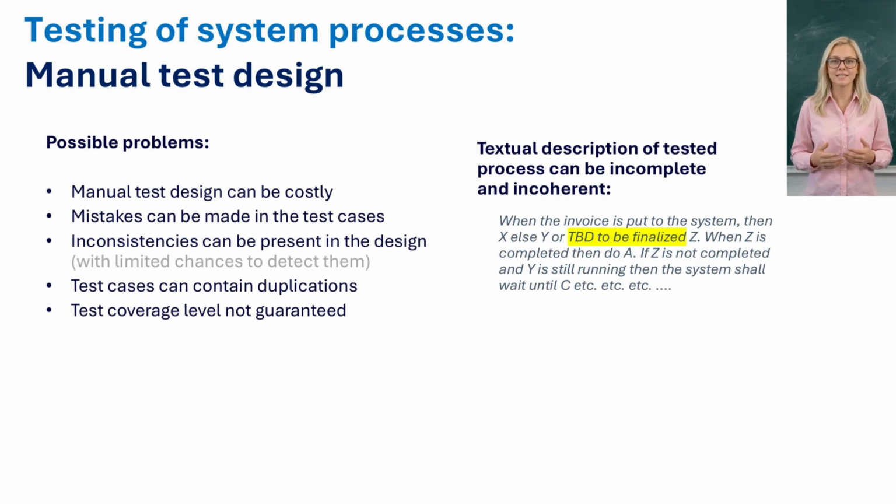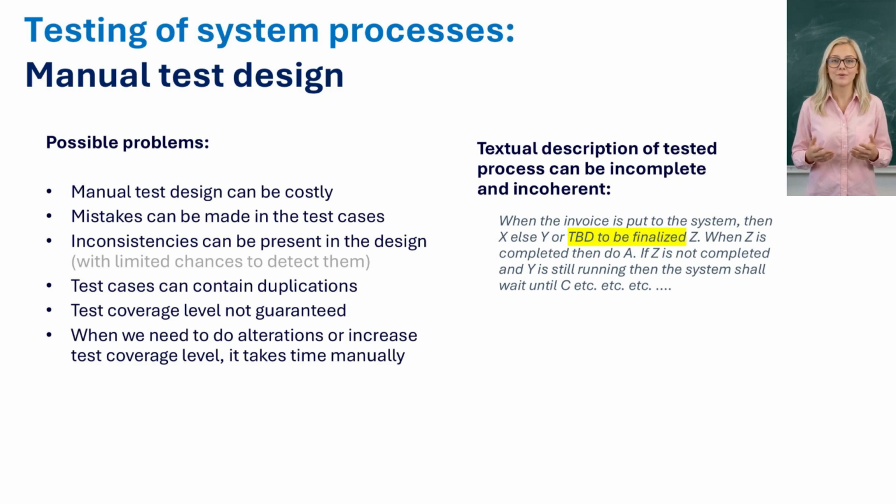To have a guarantee, we need to show that we have satisfied a test coverage level. For example, by showing that every action and transition in the system is tested at least once. When an analyst finds the test paths manually, proving that can be a time-consuming and tedious job. Another problem is that when we need to make alterations or increase the test coverage level and we design the tests in the manual way, it usually takes even more time.